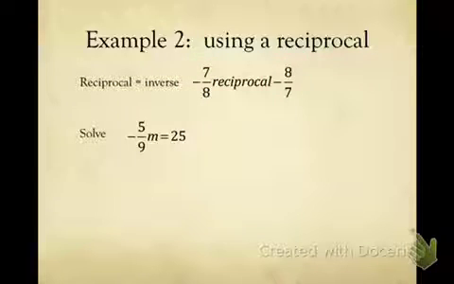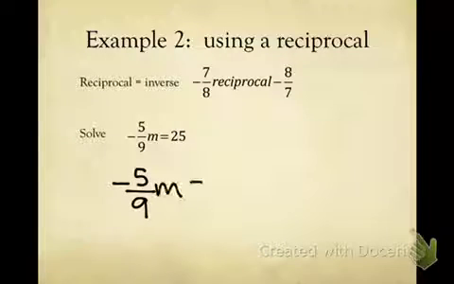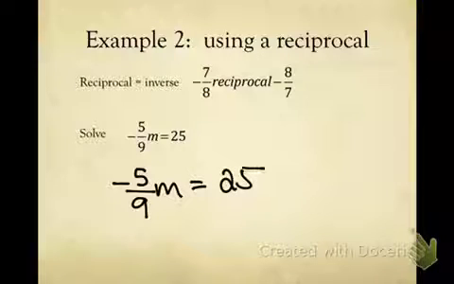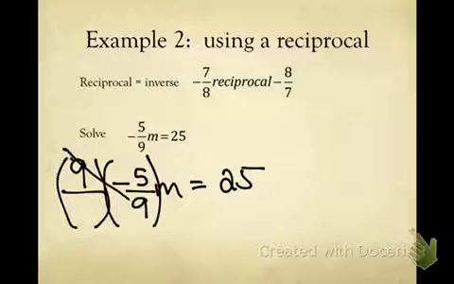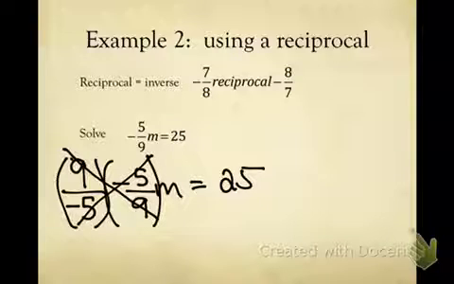So now I want to solve. This problem's a little bit more complicated. So I want to use the inverse. This is 5/9 times m. So I have negative 5/9 m. So I need to divide. So I want to divide by the reciprocal. Remember, I want this to cross cancel so that it's m all by itself. So I'm going to put 9 on top and a negative 5 on the bottom to get rid of those. So whatever I do to one side, I have to do to the other.